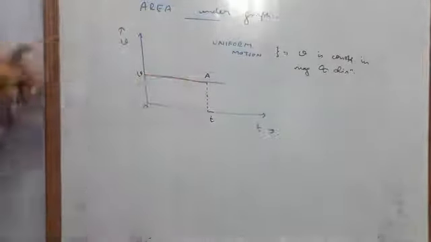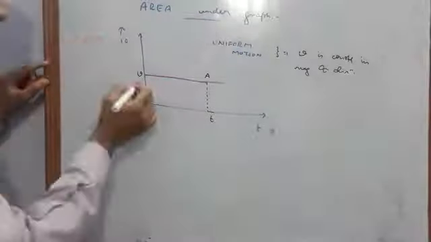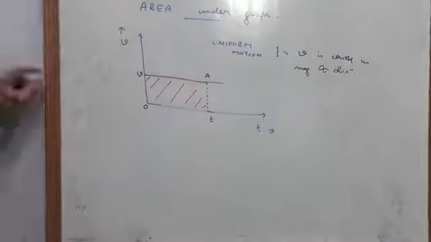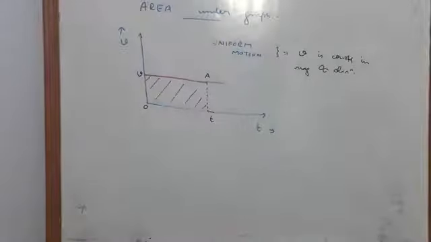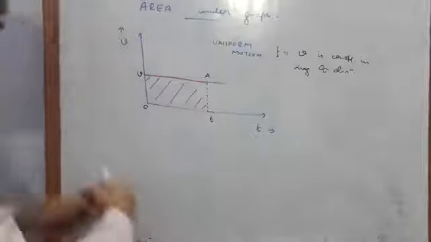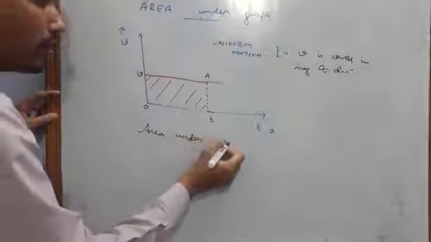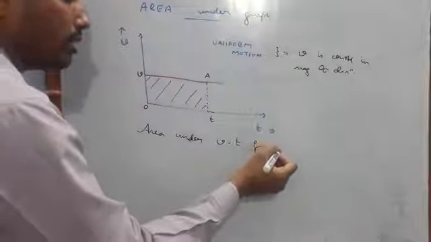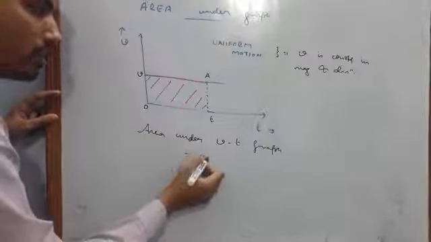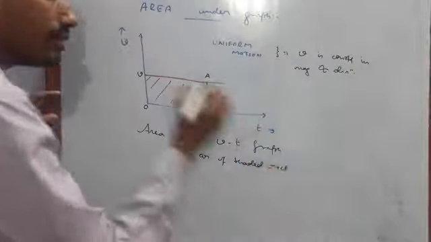Area under the graph means the region below that graph and above the time axis. I can indicate that by this shaded region. This region which I have shaded is rectangular in shape. So what will this area be equal to? The area under the velocity-time graph is equal to the area of this rectangle. How do you find the area of a rectangle?